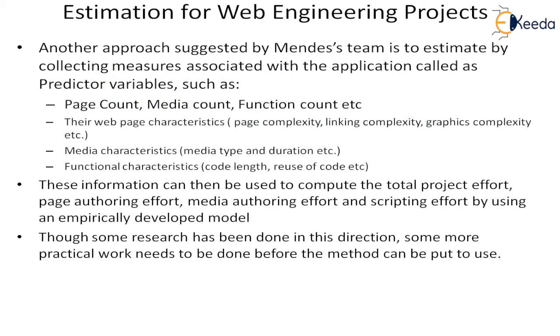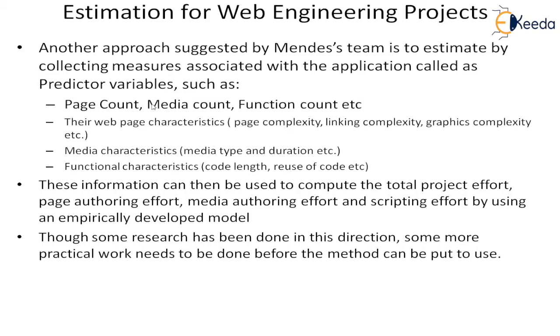Now suppose we don't want to use that method, is there any other method which is specifically meant for the web engineering project? So there is a suggestion by Mendes, a researcher, and her team, to estimate by collecting measures associated with the application called predictor variables. So she calls them predictor variables. What are these predictor variables? They are page count, media count, function count, and web page characteristics.